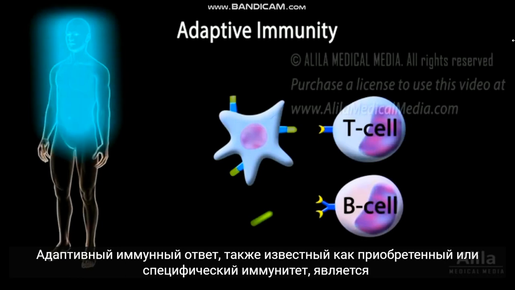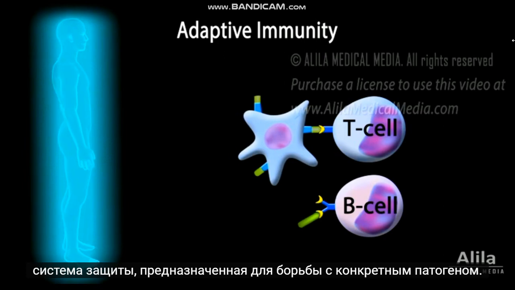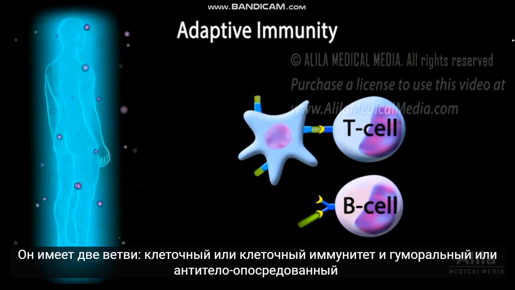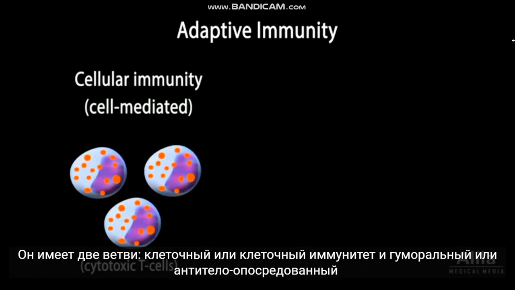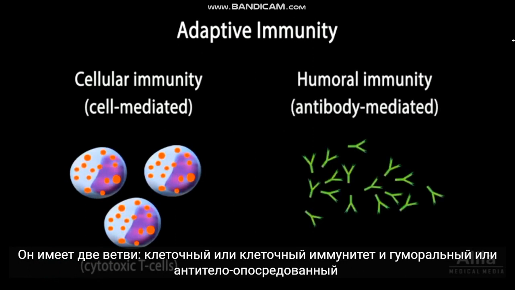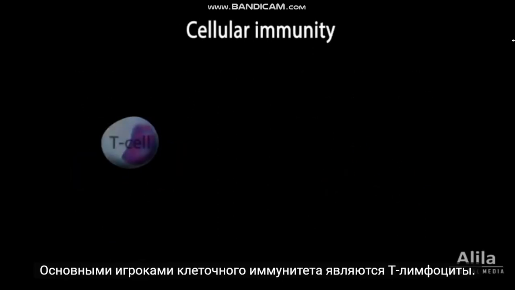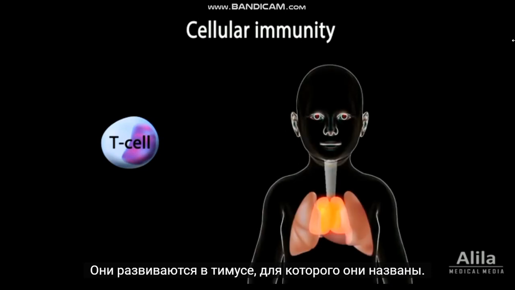The adaptive immune response, also known as acquired or specific immunity, is the body's defense system tailored to target a specific pathogen. It has two branches: cellular or cell-mediated immunity and humoral or antibody-mediated immunity. The major players of cellular immunity are T lymphocytes. They develop in the thymus, for which they are named.